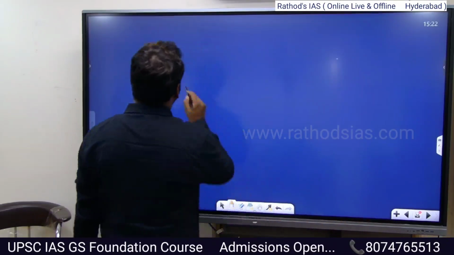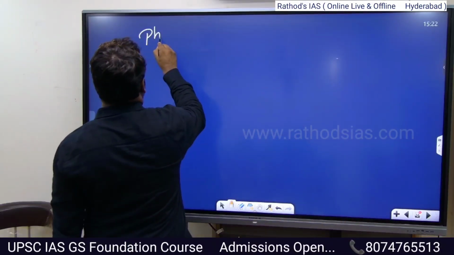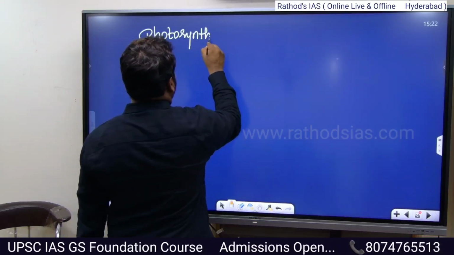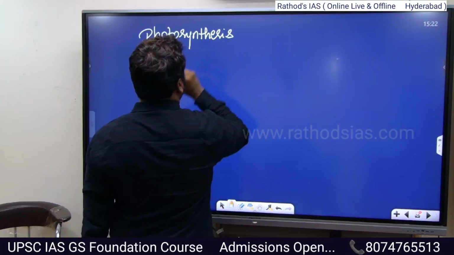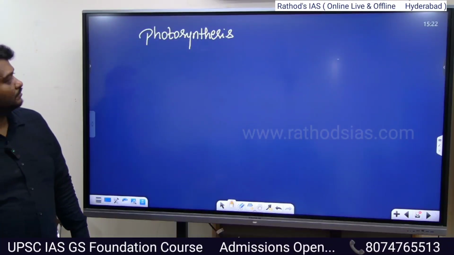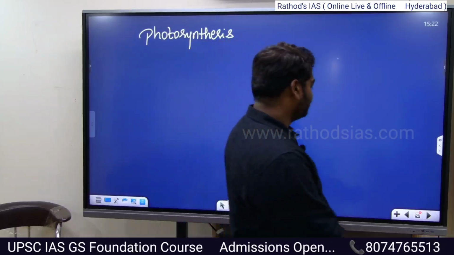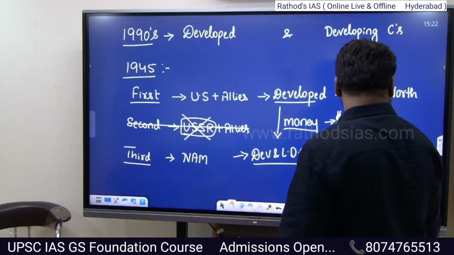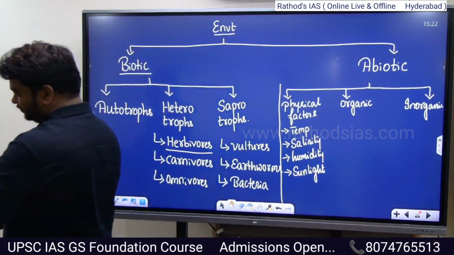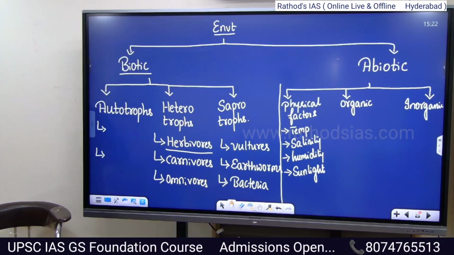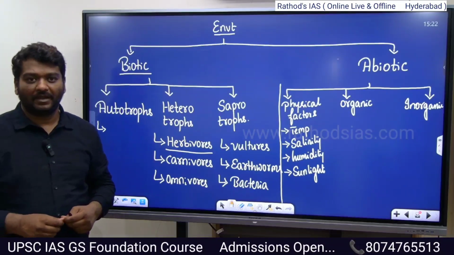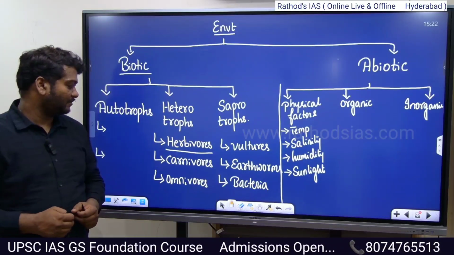Plants through photosynthesis. Next, you write heterotrophs. Heterotrophs. Hyphen.